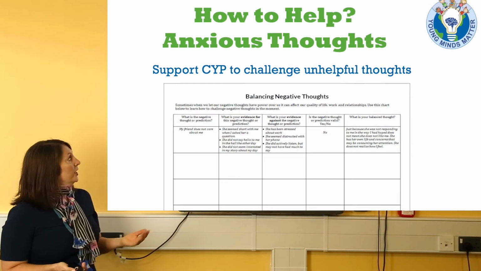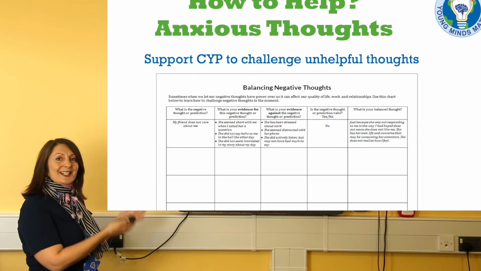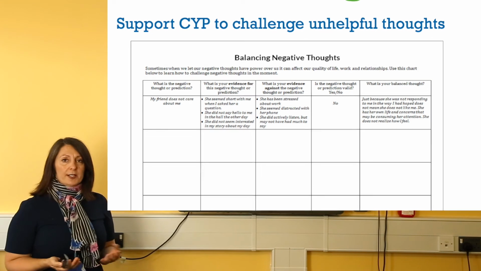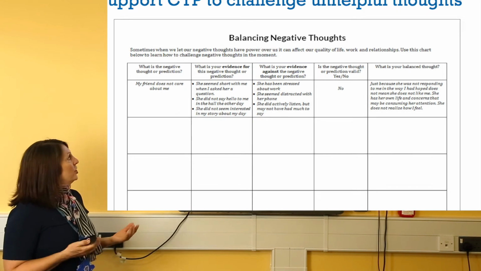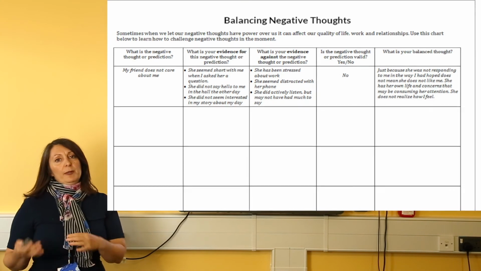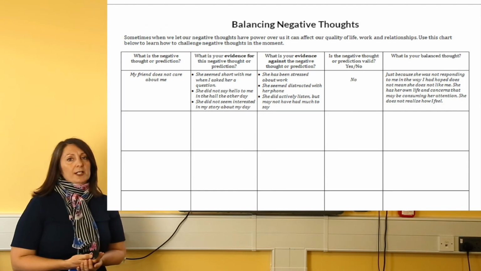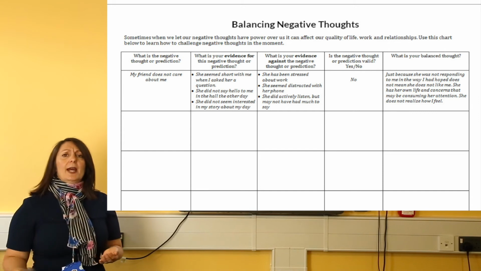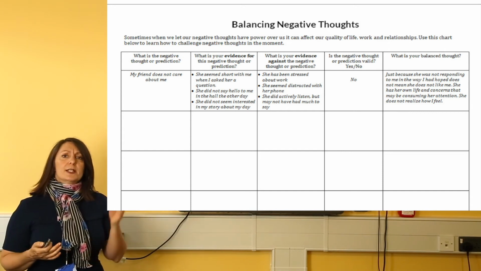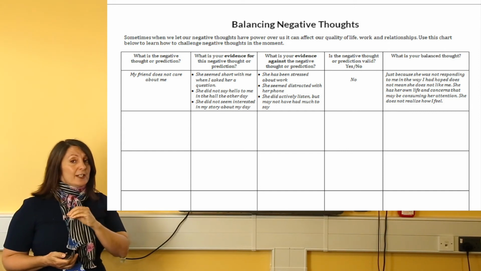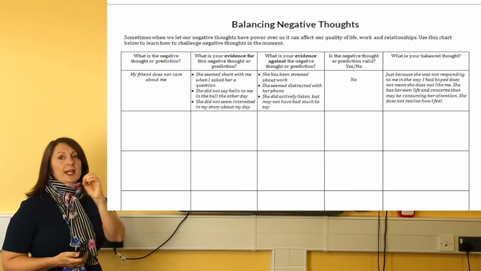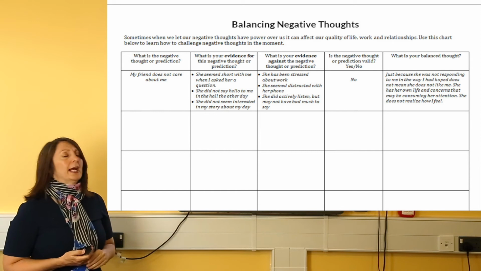This is an example of a structured conversation that you might have with a child or young person to support them in challenging unhelpful thoughts. And we mean unhelpful because it often keeps them in a state of anxiety. It stops them from moving forward. We call it that vicious circle for a reason, because the negative thoughts are the key bit holding that vicious circle in place.